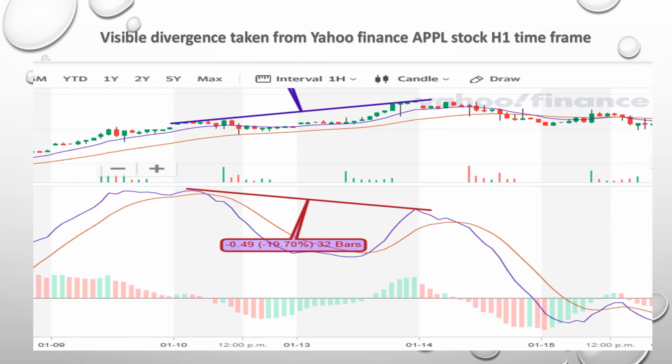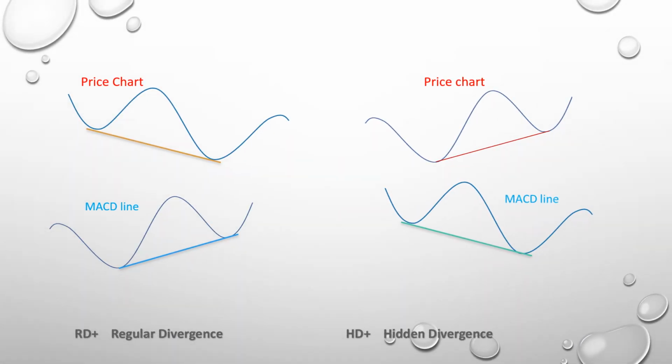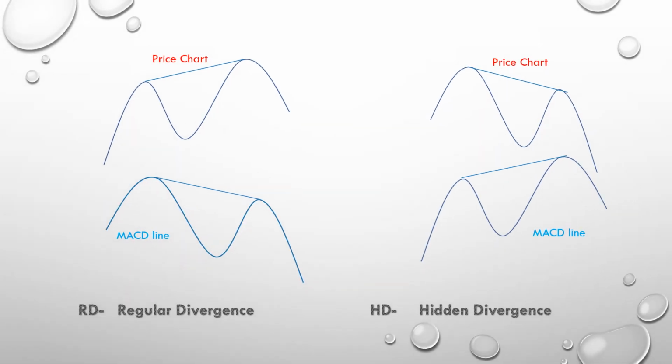Here is another example of Yahoo Finance Apple stock. It is clearly seen divergence between the price chart and MACD indicator. The price trend here is upward, whereas on the MACD indicator, the trend is downward. So we see a divergence here. In this chart, we see regular divergence and hidden divergence positive. In this graph also, we see regular divergence and hidden divergence negative.